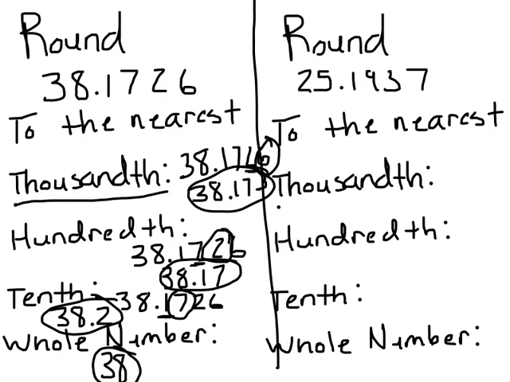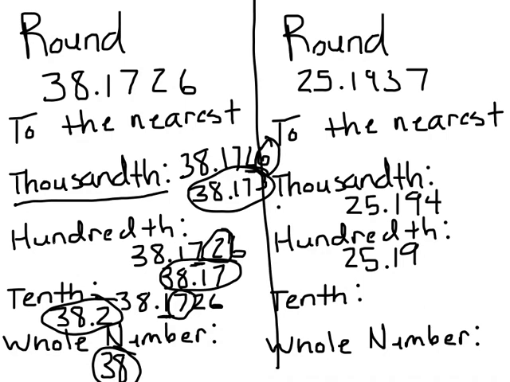Now you try a few. Round 25 and 1,937 10,000ths to the nearest thousandth. When I round to the nearest thousandth, my answer is 25 and 194 thousandths. Now round it to the nearest hundredth. When I round to the nearest hundredth, I get 25 and 19 hundredths.